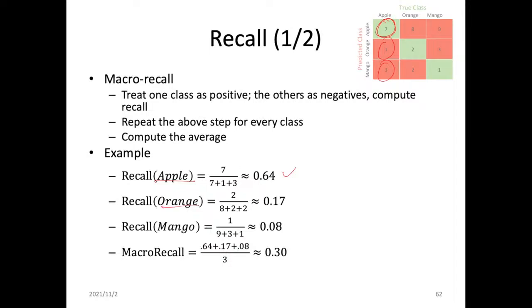For orange, I have 1 plus 2 oranges, and out of them, 2 are really predicted as orange. So this is the recall. Likewise, I have 13 mangoes, and this one is predicted as mango. The others are predicted as not mango. So this is the recall. Here, macro recall is simply the average of these 3.